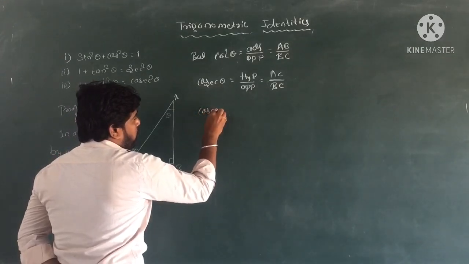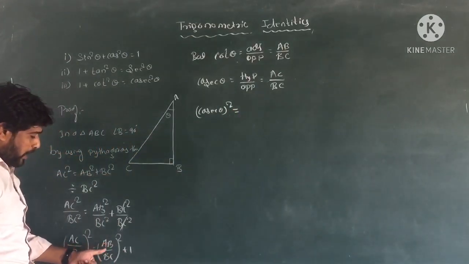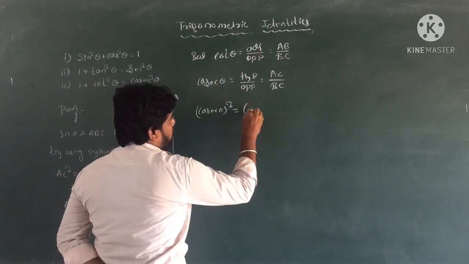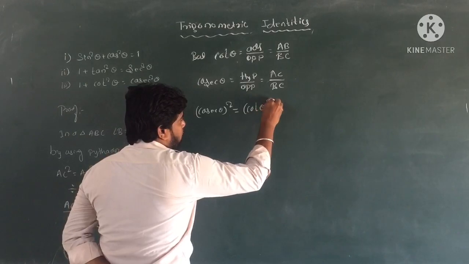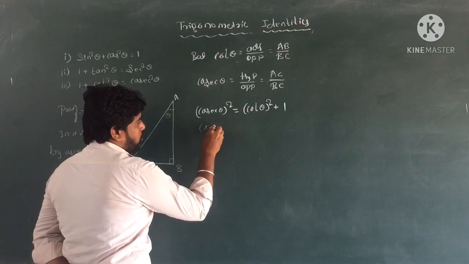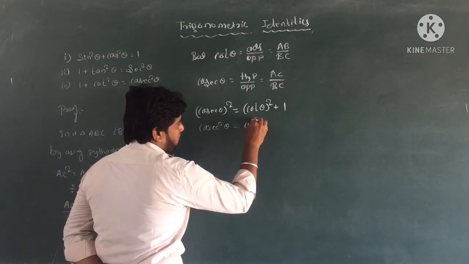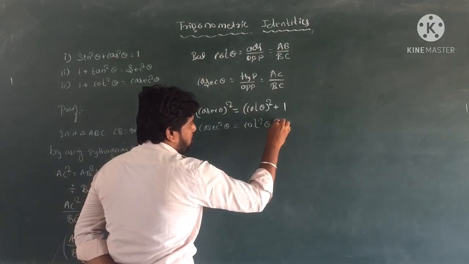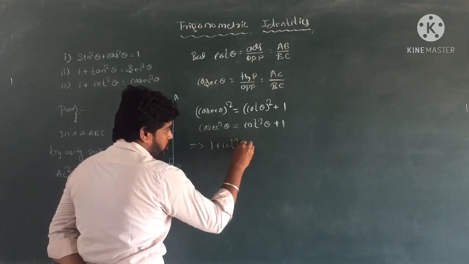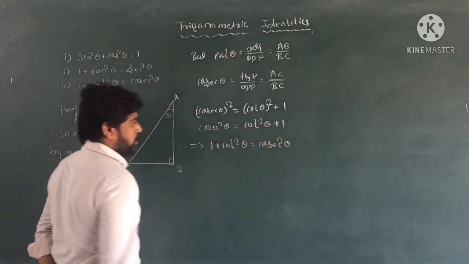So write down cosec theta whole square is equal to AB by BC. AB by BC is cot theta. So write down cot theta whole square plus 1. So we can write cosec square theta is equal to cot square theta plus 1. So 1 plus cot square theta is equal to cosec square theta.